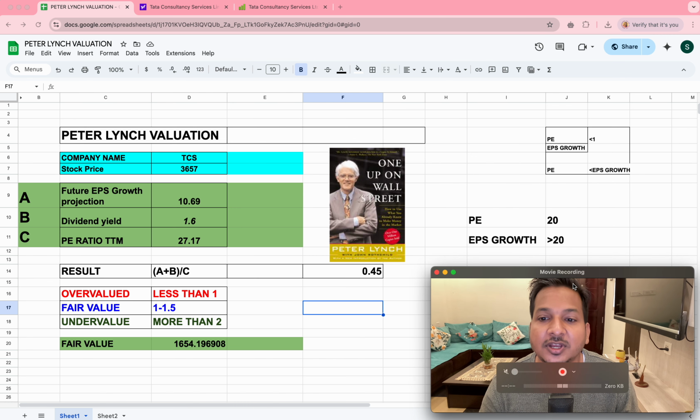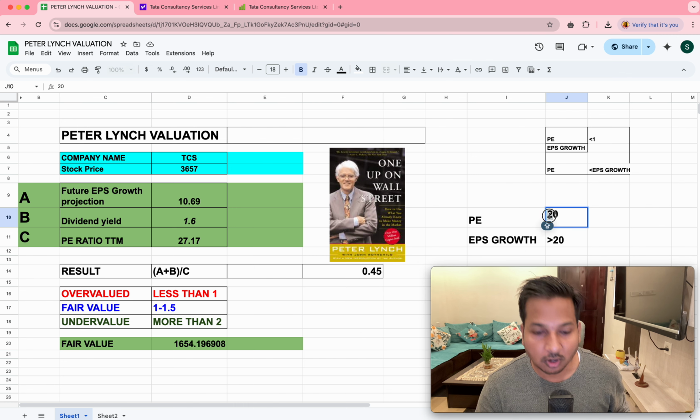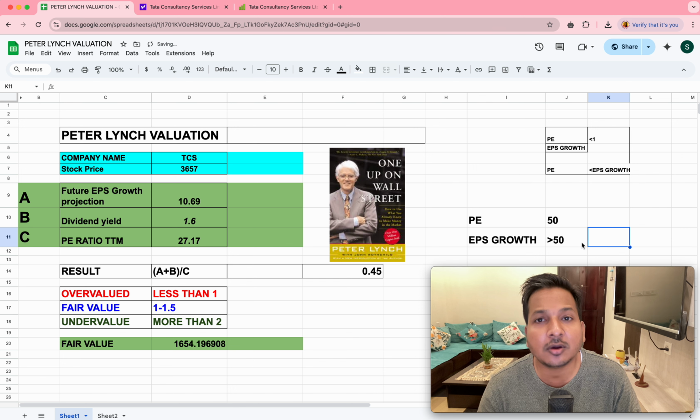So next time when you buy a stock, if it is trading at a P/E ratio of 20, always see whether EPS growth is more than 20 or not. If you are buying a stock at a P/E ratio of 50, always see whether the EPS growth is more than 50 or not. If EPS growth is 50 or more than 50, your share is fairly valued. How is it? You can see here.